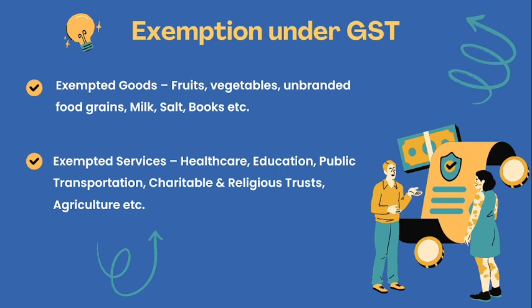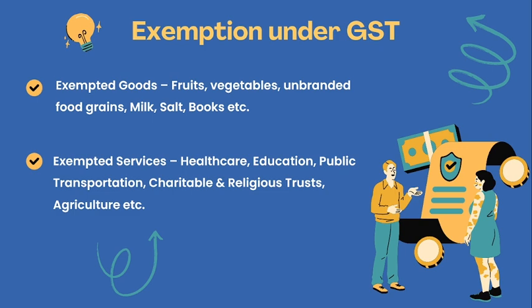Services that are exempt from GST include healthcare services provided by hospitals and doctors, educational services by recognized institutions, public transportation such as metro and buses, services by charitable and religious trusts, agricultural services, and basic government services like the issuance of certificates. These exemptions ensure affordability of essential goods and services, protect socially important sectors, and help maintain equitable access for the public.